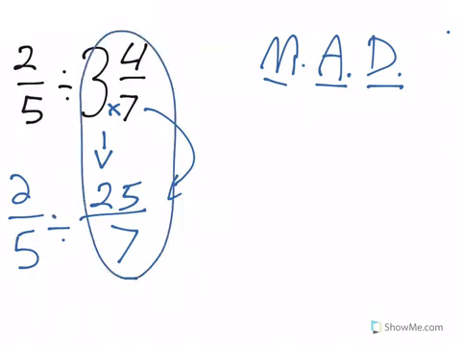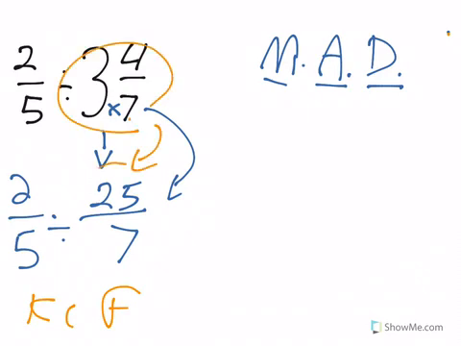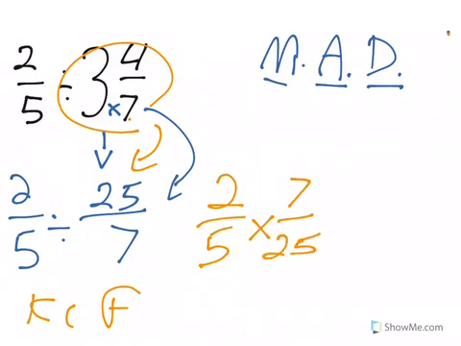3 and 4/7 and 25/7 are the exact same thing. They're equivalent. It's two different ways of looking at one thing. So now we can do our keep, change, flip now that we've converted this number into this number. So we're going to keep 2/5 the same, change the division into multiplication, and we're going to flip 25/7 into 7/25. As we multiply across, 2 times 7 gives us 14. 5 times 25 gives us 125.